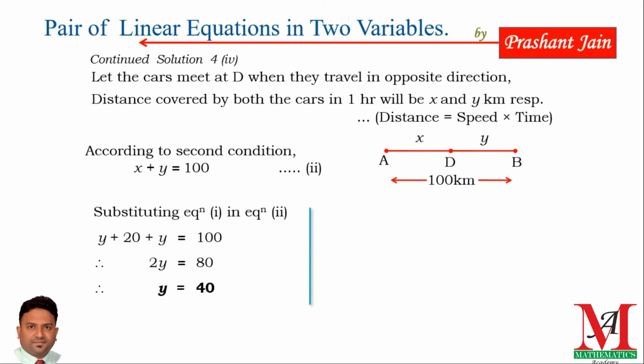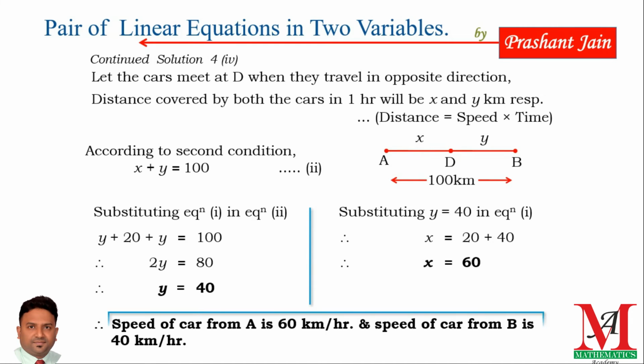And we need to find the value of x, so we need to substitute the value of y equal to 40 in equation first, and the first equation is this, x is equal to 20 plus y. So x is 20 plus 40, so the value of x becomes 60, and the speed of the car from A is 60 km per hour, and the speed of the car from B is 40 km per hour.